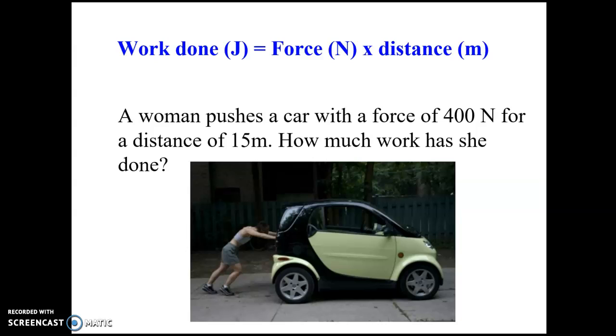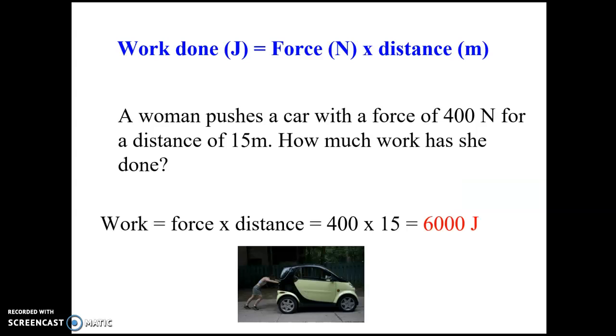Okay, so we know the force, we know the distance. We write the formula down: work equals force times distance. We put the numbers in, so the force was 400 newtons, the distance was 15 meters. If the distance had been given in centimeters or in kilometers, you'd have to change it to meters. And you put it in your calculators, 400 times 15 is 6,000 joules. So the woman has transformed 6,000 joules of energy. That will be chemical energy in her body converted to kinetic energy, something like that.